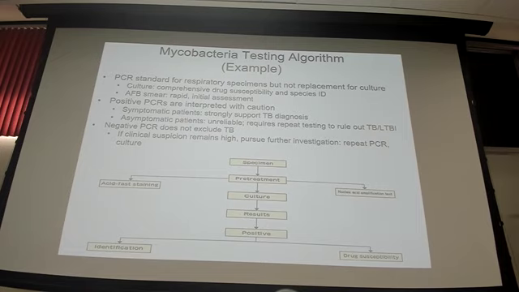So in that situation, whether it's a negative result but they're symptomatic, or a positive result but they're asymptomatic, you would get a new sample regardless of the situation. You wouldn't retest the same one.